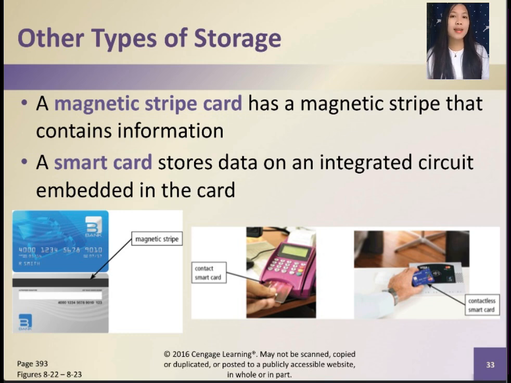Number two, magnetic stripe cards. These cards, like credit cards, have a magnetic stripe that stores information. Number three, smart cards. Smart cards store data on an integrated circuit embedded within the card. The image shows both contact and contactless smart cards.